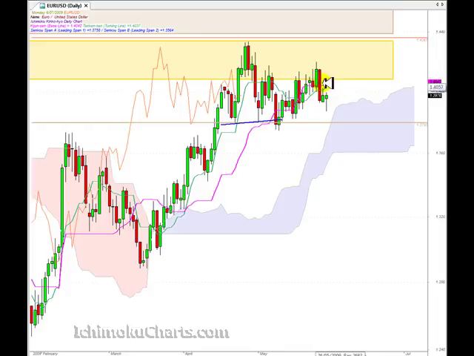So we have a market that's trading within a very large range, and if we look at the Kijun-sen, that's been pointing flat for some time, which means that the market is basically not trending, that there's very little direction in the market. And we can see here that we have this congestion area bounded by resistance and support, resistance, support, resistance, support.